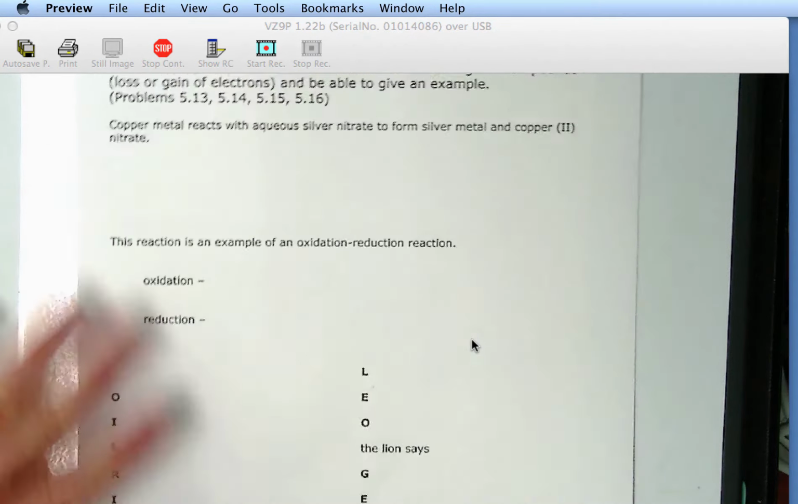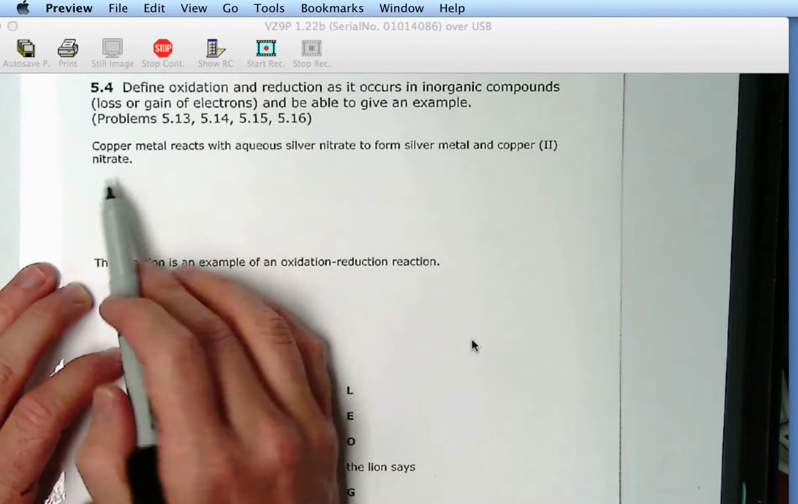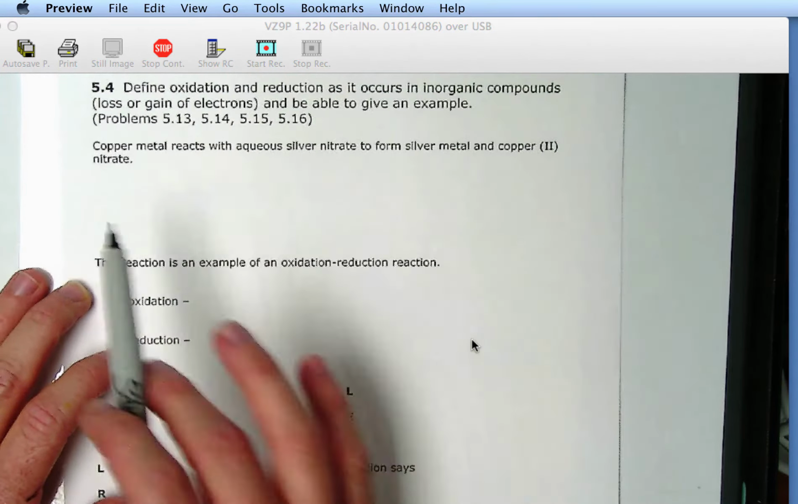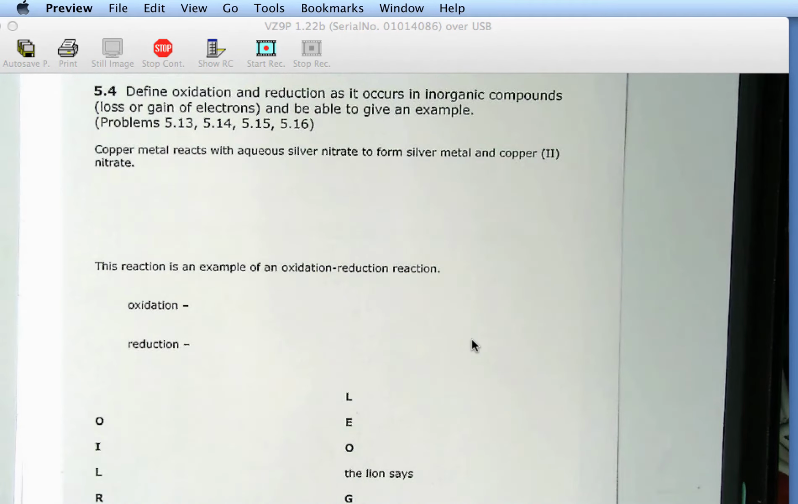there's a reaction. Copper metal reacts with aqueous silver nitrate to form silver metal and copper 2 nitrate. This is an oxidation reduction reaction. I want you to write the balanced chemical equation for this right now. So go ahead and convert that into chemistry speak. What'd you come up with?